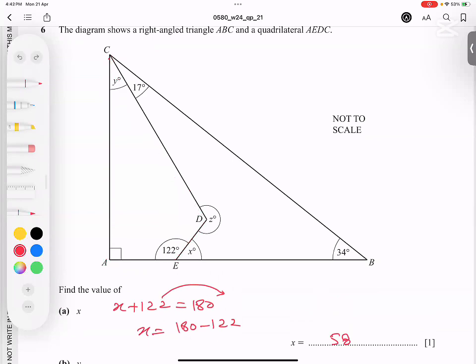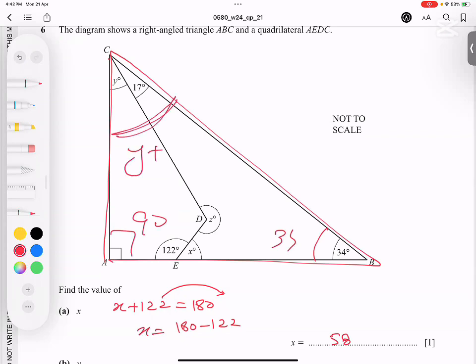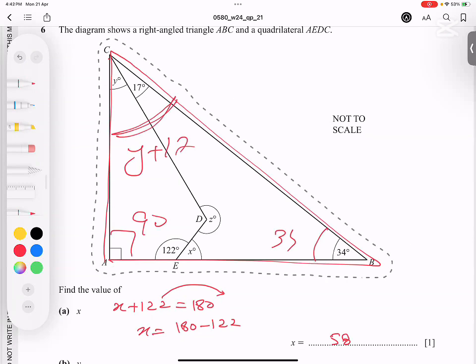The reason is this is unknown and this is unknown. So there are two unknowns, I cannot use this diagram. So I think we can go for this big diagram. In the big diagram, we can use this. This is 34. This is a 90-degree angle, and this I just add them. I got y plus 17. I believe the point is very clear, and then I can solve it.